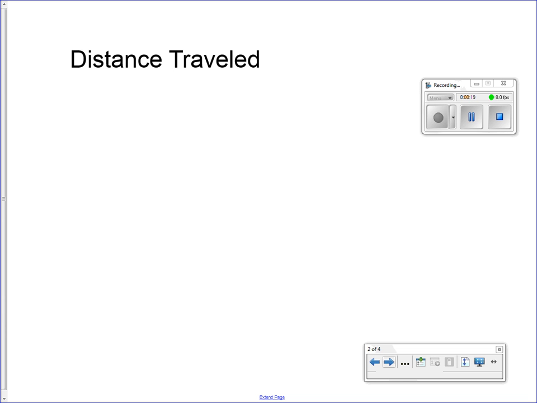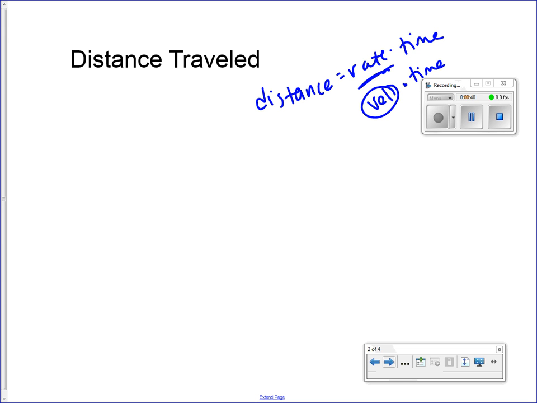So one of the things that we can now calculate is the distance traveled. You might remember that distance equals rate times time. And rate in calculus, remember, is a derivative. So the derivative of distance is velocity. So if you take your velocity and you multiply it by your time, that'll tell you the distance that you've traveled.